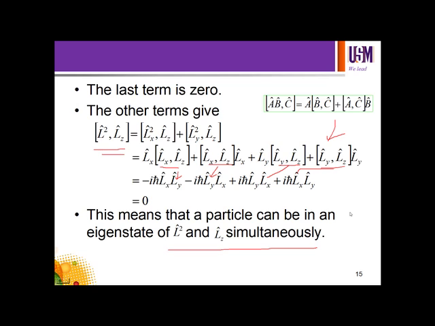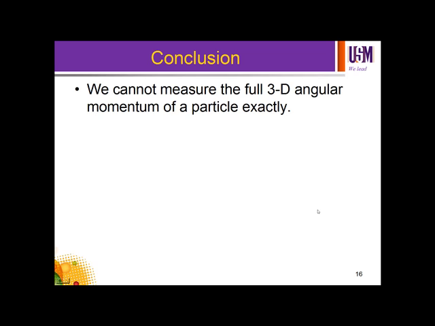Okay, if L squared and Lz commute, that means the particle can be an eigenstate. That means it has a state of Lz and L squared simultaneously at the same time. So the conclusion is that we cannot measure the full 3D angular momentum of a particle exactly. And in addition to that, we have proof that the square of the total angular momentum operator, that means L squared, commutes with Lz. Okay, which means if they commute, then the particle can be in the eigenstate of L squared and Lz simultaneously. Simultaneously means at the same time. At an instant, the particle can be in an eigenstate of L squared and Lz.